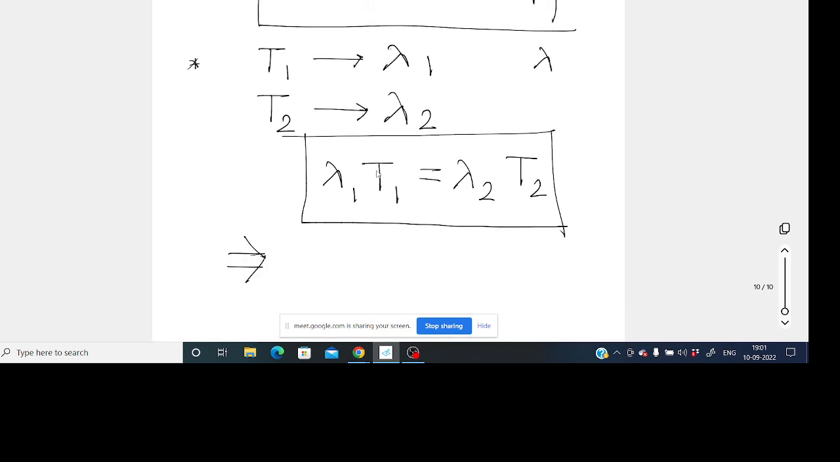Now what is lambda? Lambda is equal to C by nu. So lambda 1 equal to C by nu 1, and lambda 2 equal to C by nu 2. So we get this expression.